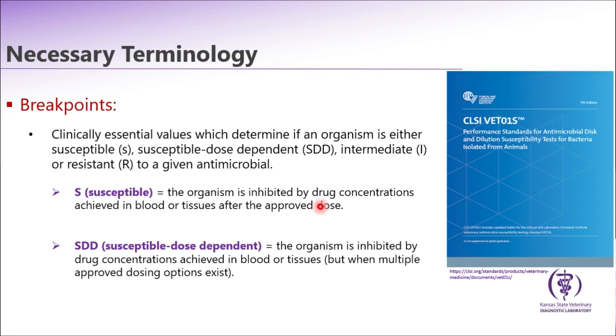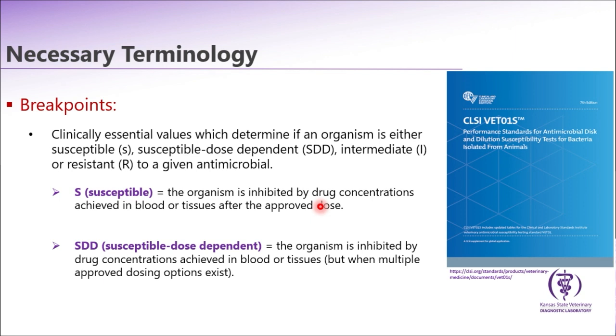Susceptible means that the organism is inhibited by the achievable concentration of the antibiotic in vivo, in the blood or in the target tissue after the approved dose, after the dose that is labeled and the dose that we are familiar with. Then susceptible dose dependent, this becomes now a little bit more specific.